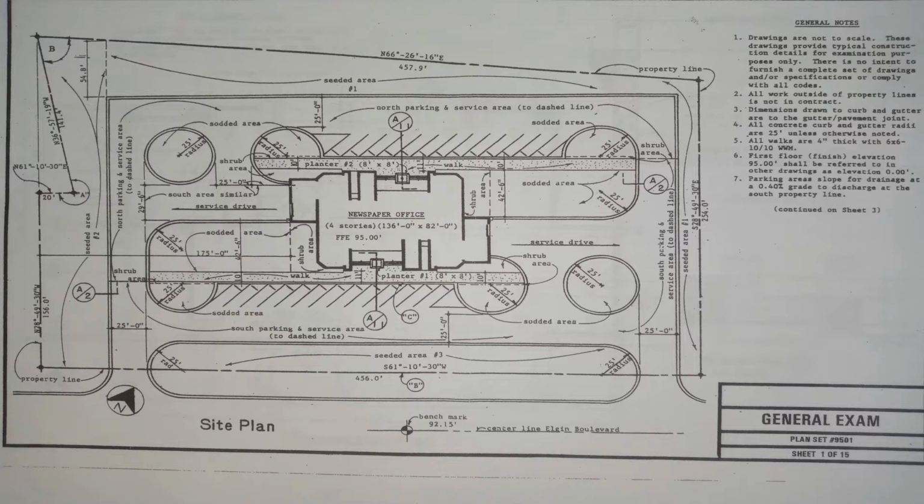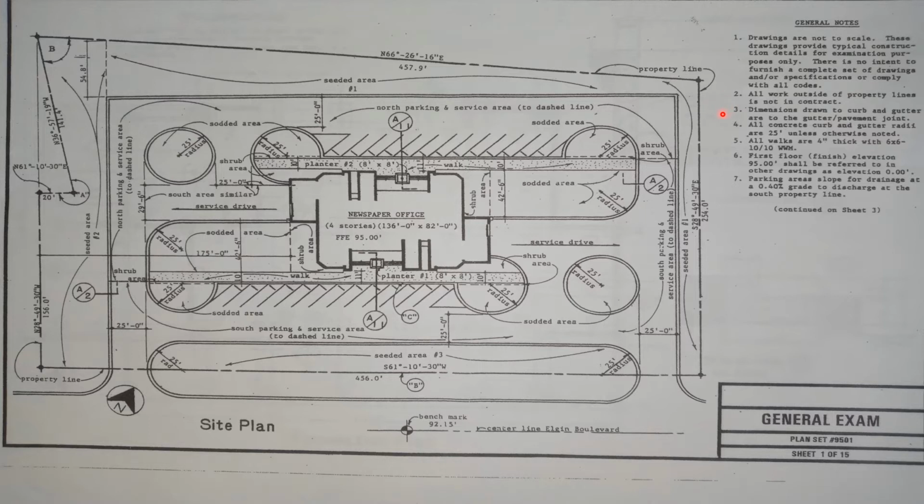Okay, so this is the first page of the plans. I would like to point out a couple of things. First of all, we always want to make sure that we're aware of these general notes. Some of them are important, some not so much. One here says that all work is inside the property lines; outside the property lines is not in the contract. So you may end up doing some type of calculation. Make sure you're only talking about what's inside the property lines.